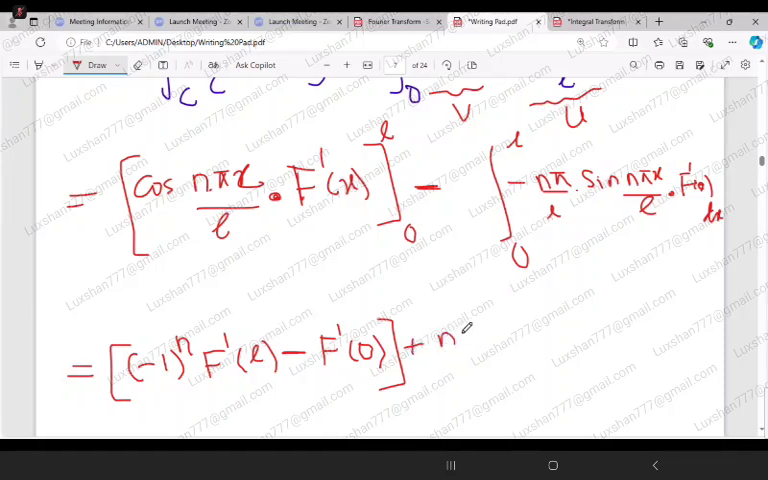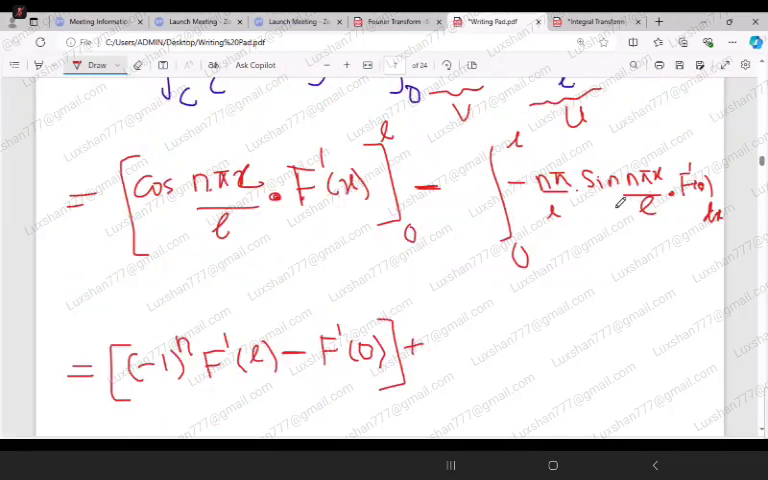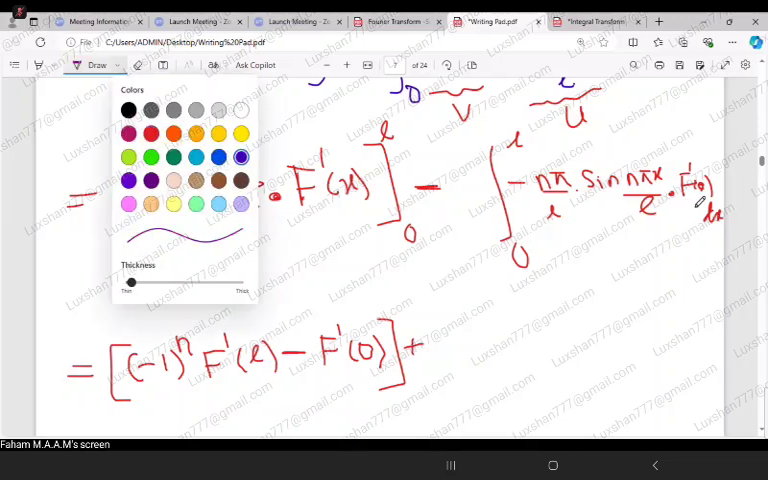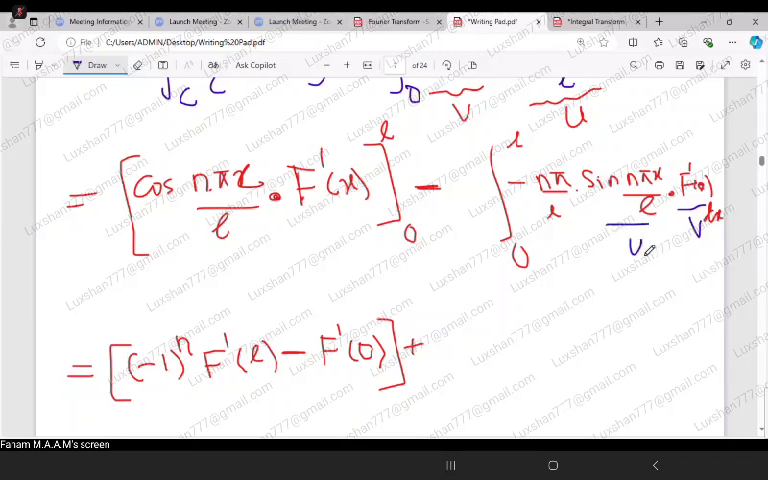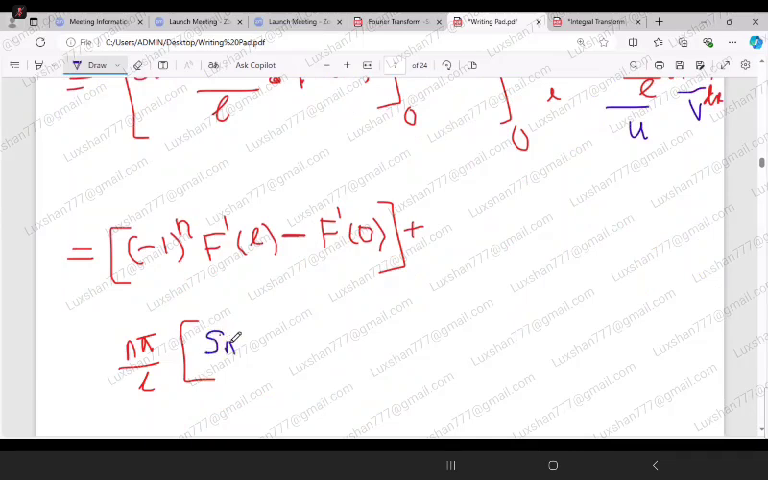Let me take n pi L out. Let me write it in the plus. So n pi over L out, and then again I'm going to do the same thing. Sine n pi x over L. So I'm going to take this as my d, and this as my u. Okay. So then that will become sine n pi x over L into integration of this one.